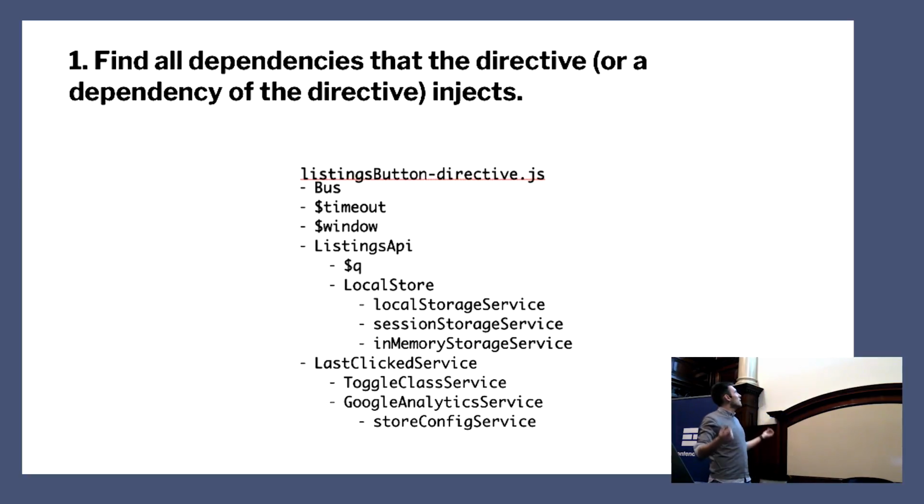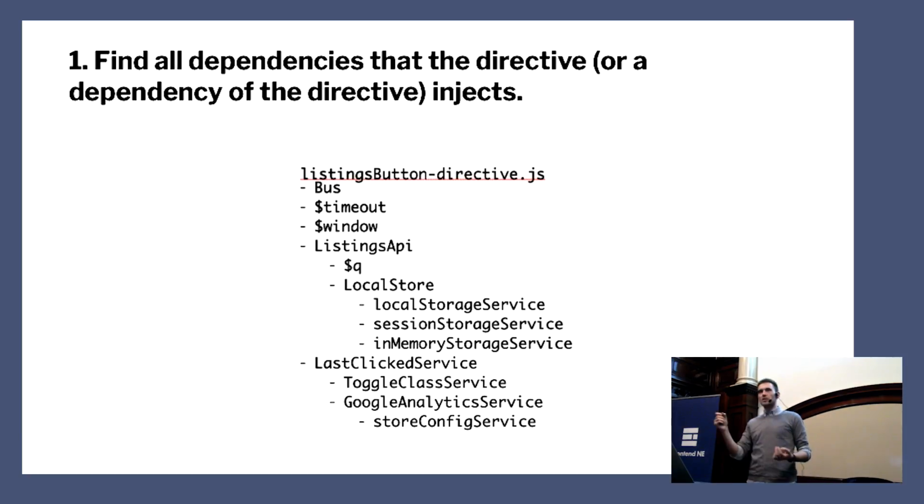So this is kind of a made-up example, but we take the listings button, and it injects the bus, the $timeout, $window, and this listings API, and this last click service. Then listings API also injects $q, local store, which also injects these other three things. The last click service injects the toggle class service and the Google Analytics service and the store config service. So it doesn't matter what any of these do, and they're effectively made up.